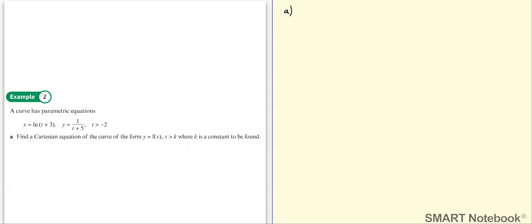So in this question, we're told that x equals ln t plus 3, and we've got y equals 1 over t plus 5. Now, I want to make y the subject, so ideally I want to be replacing this t with something else, because then y has already been the subject. And that then makes me think I want to make t the subject in x, but this has got an ln in there. So how are we going to make t the subject for this?